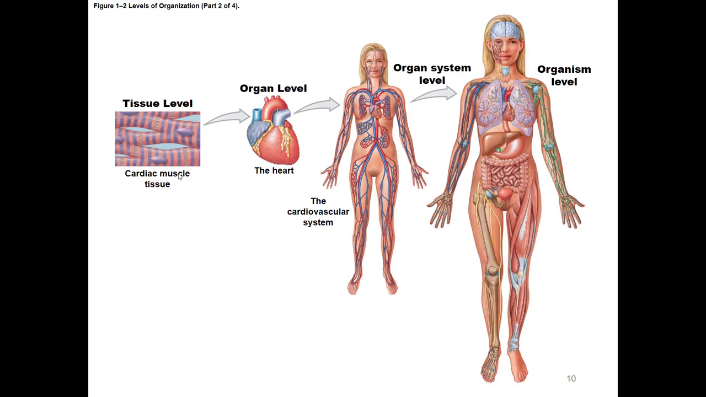And all the tissues that are similar, that work together combined, will make the heart. And if we put in the blood vessels, like the arteries, veins, and capillaries, we get the entire cardiovascular system. And if we put all the other systems in, then we get to the organism level, or the top.